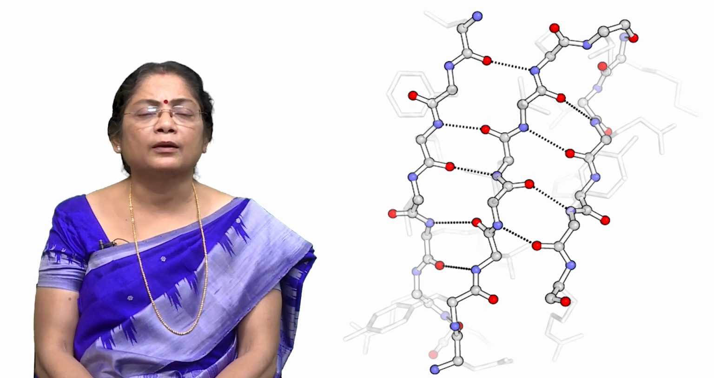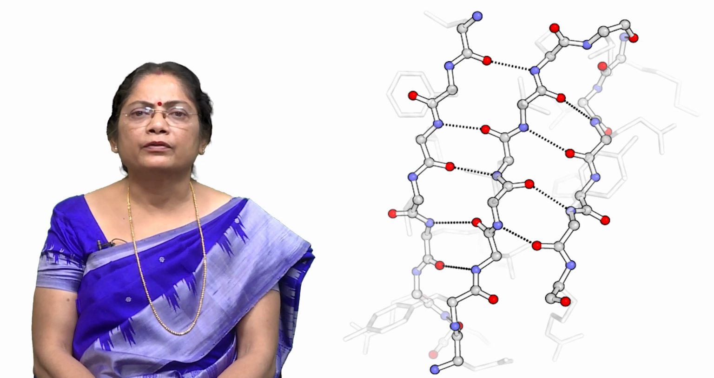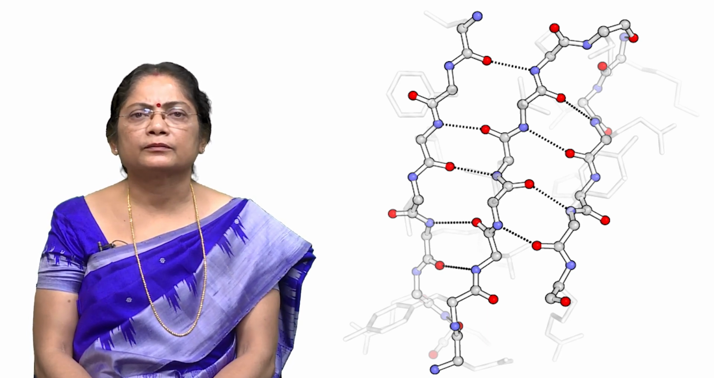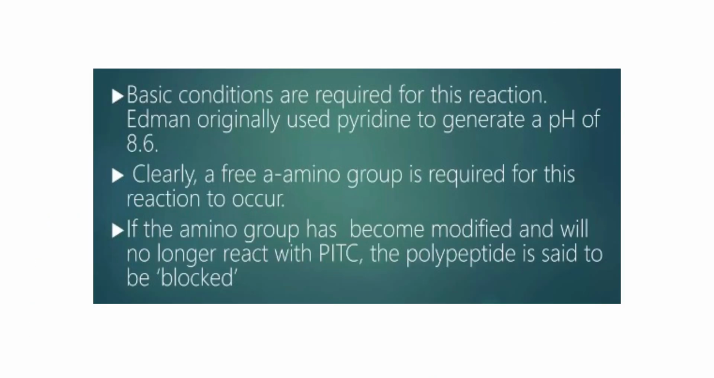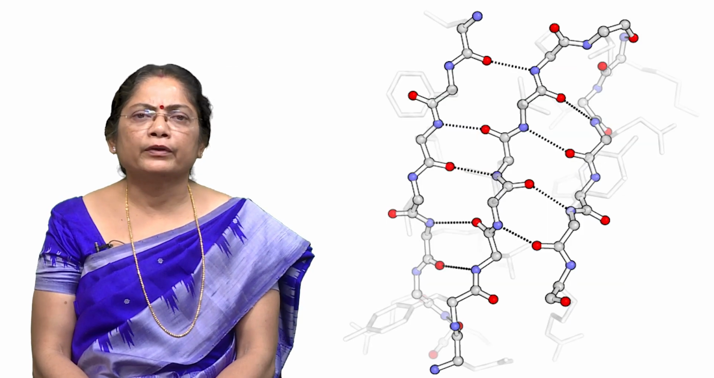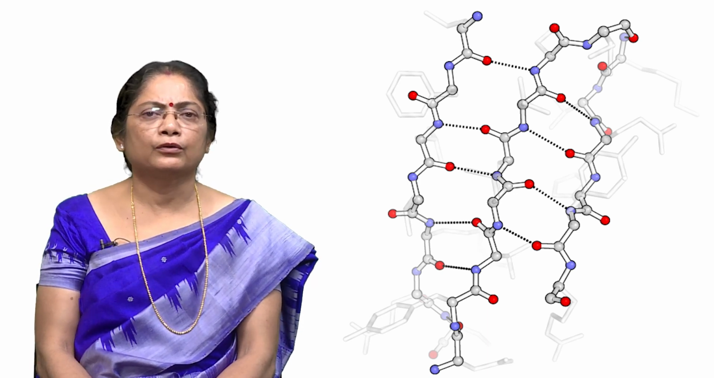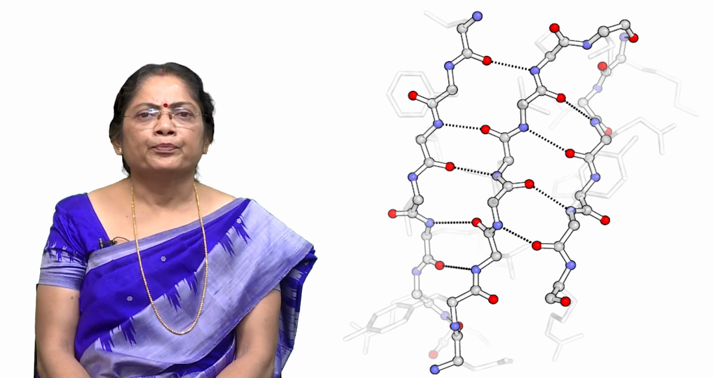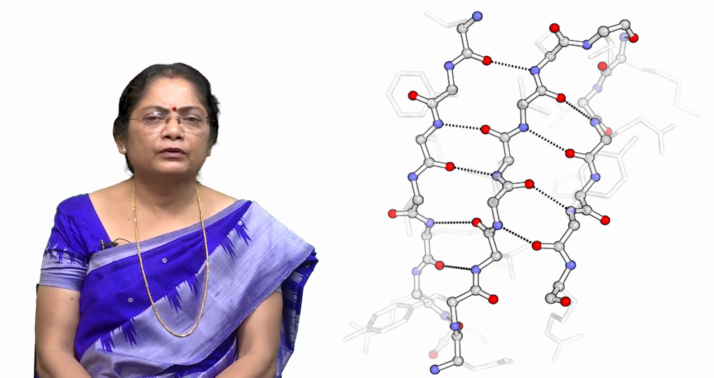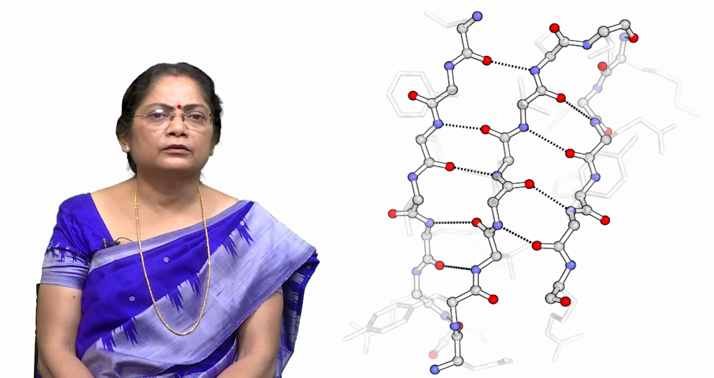This reaction is known as the coupling reaction, the coupling of phenyl isothiocyanate with the terminal amino acid. The basic condition required for this reaction: Edman originally used pyridine to generate a pH of 8.6. Clearly, a free amino group is required for this reaction to occur. If the amino group has become modified and will no longer react with PITC, the polypeptide is said to be blocked. So the main requirements are a pH of 8.6 and a free amino group. If the amino group is blocked or modified, PITC will not react with it, the further sequencing process is disrupted, and the polypeptide chain is blocked.